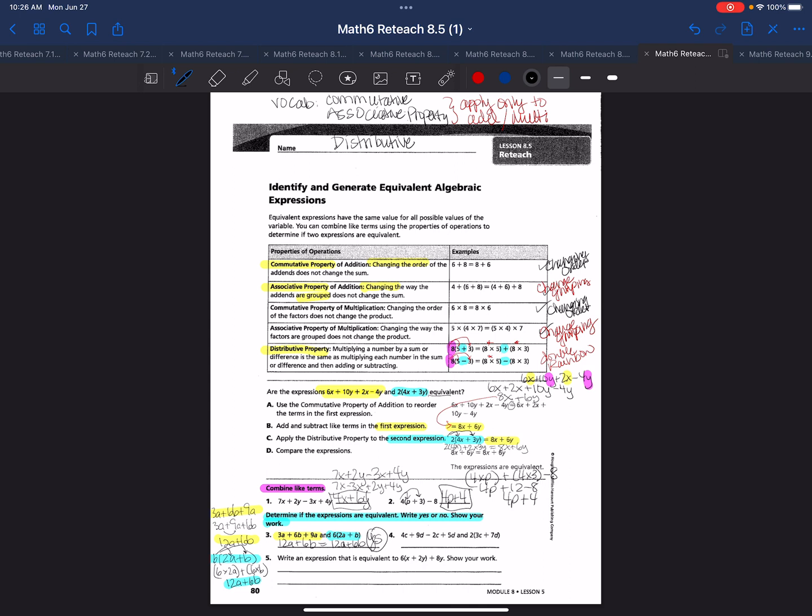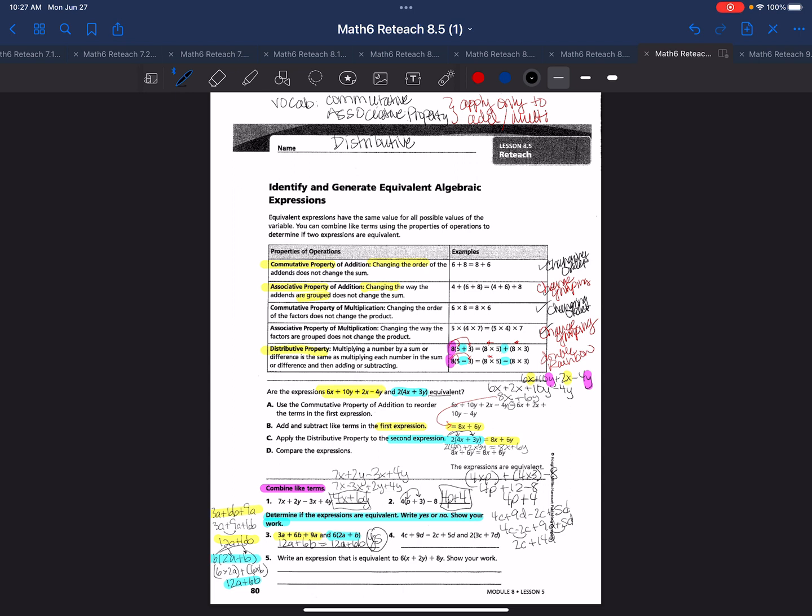Okay, let's try this question number 4. Okay, I'm going to rewrite the problem. I want to always show my work. So 4c plus 9d minus 2c plus 5d. So I have 4c minus 2c plus 9d plus 5d. I'm combining like terms here. Then I get 4c minus 2c is 2c, and 9d plus 5d is 14d.